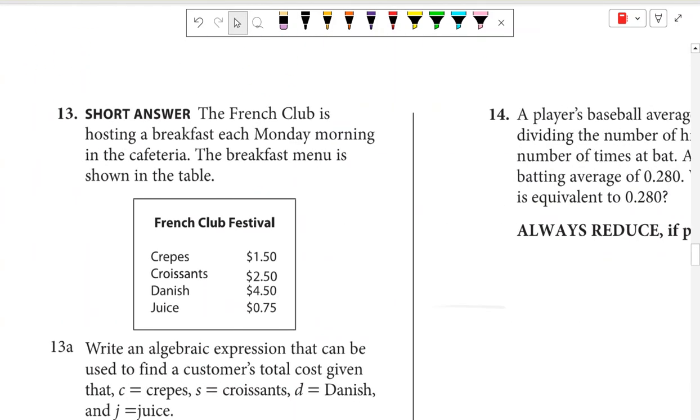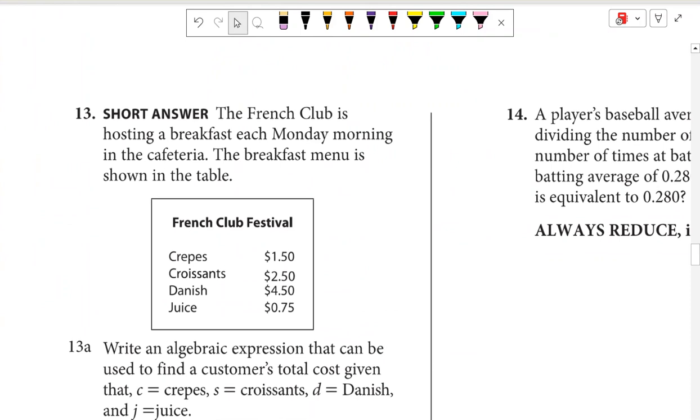Number 13. The French Club is hosting a breakfast each Monday morning in the cafeteria. The breakfast menu is shown in the table. French Club Festival. We have crepes, croissants, Danish, and juice. Here are the prices for each of those.